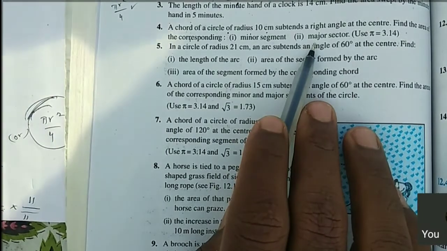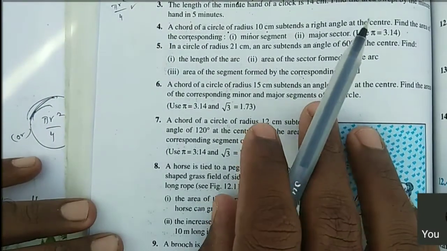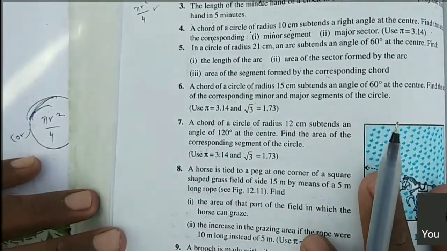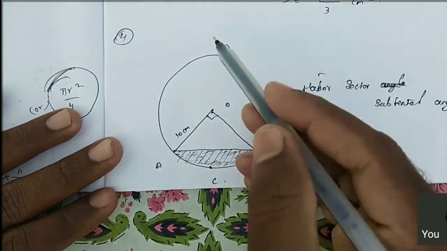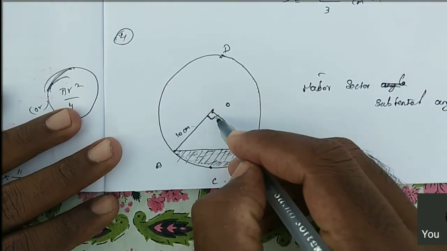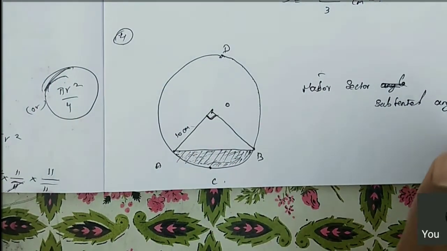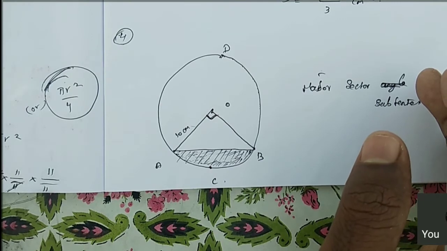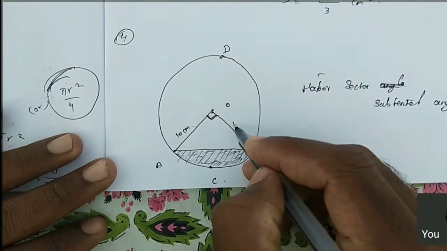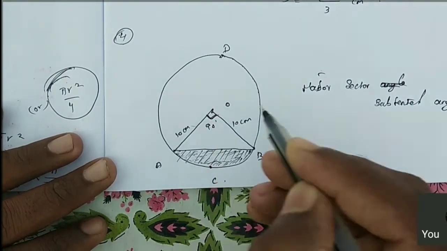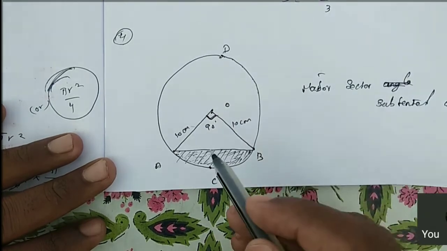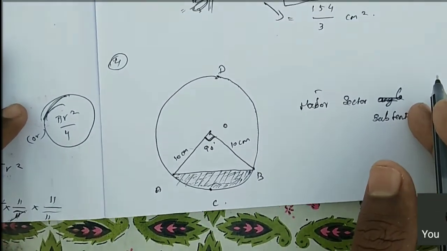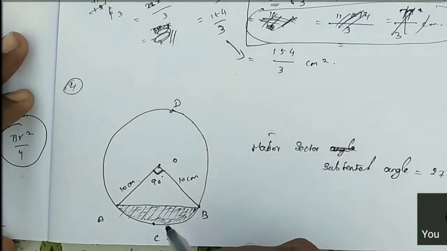Are you clear? Any doubt? Are you all clear? Now we can proceed with the problem. Now it is a circle. First they said the subtended angle is 90 degrees, then 10 centimeter, right? Check. Radius is 10 centimeter. Subtended angle is 90 degrees. What are they asking first? What is the first one? Minor segment. Which is the minor segment? This one, right?